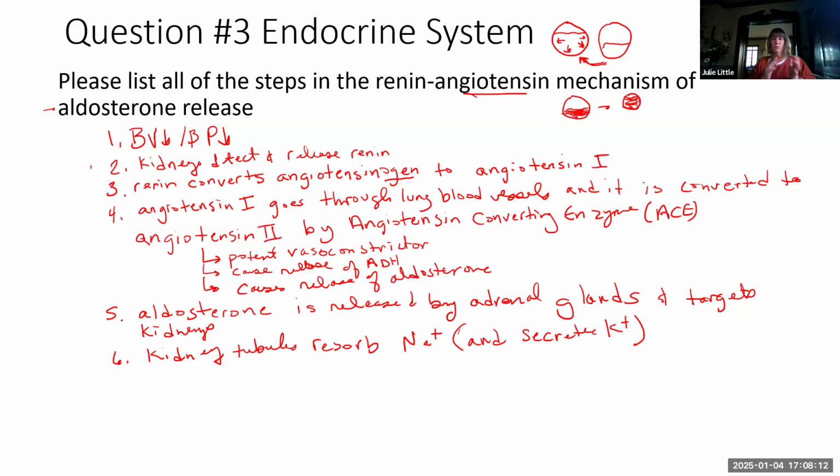So the kidney tubules resorb sodium, and then water follows. And this increases blood volume. Therefore, it increases blood pressure, because anytime we have higher blood volume, we're going to have higher blood pressure. These two are directly related to one another.